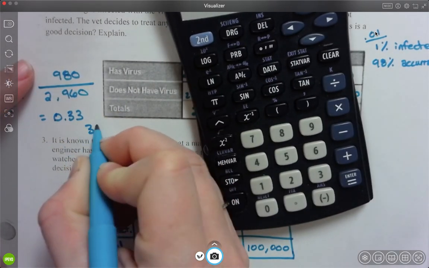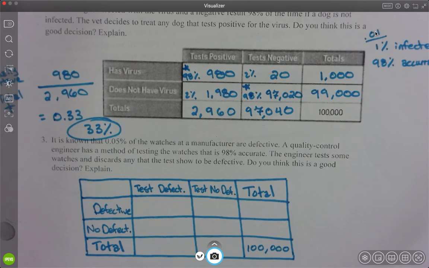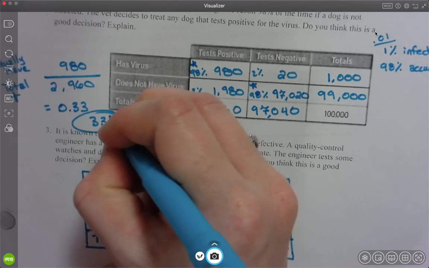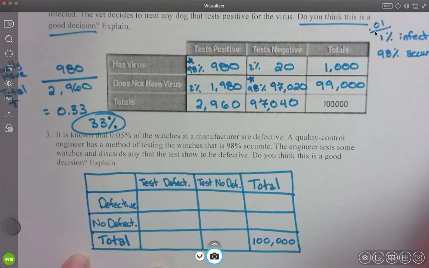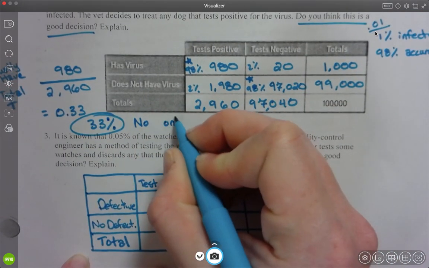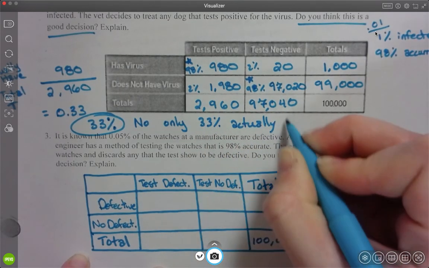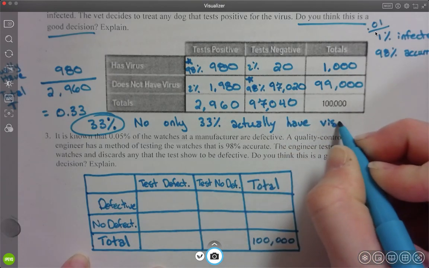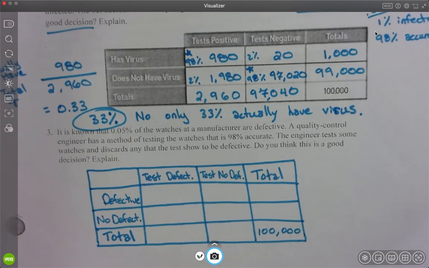is 0.33, which means that 33% of the dogs who actually test positive are the ones that actually have the virus. So 66 or 67% of the time, the dogs that test positive don't actually have the virus. Okay, so it's really a lot more frequent than people think. Okay, do you think this is a good decision to treat any dog that has a positive virus? No, only 33% actually have the virus out of the ones who test positive. Only 33% actually have the virus.